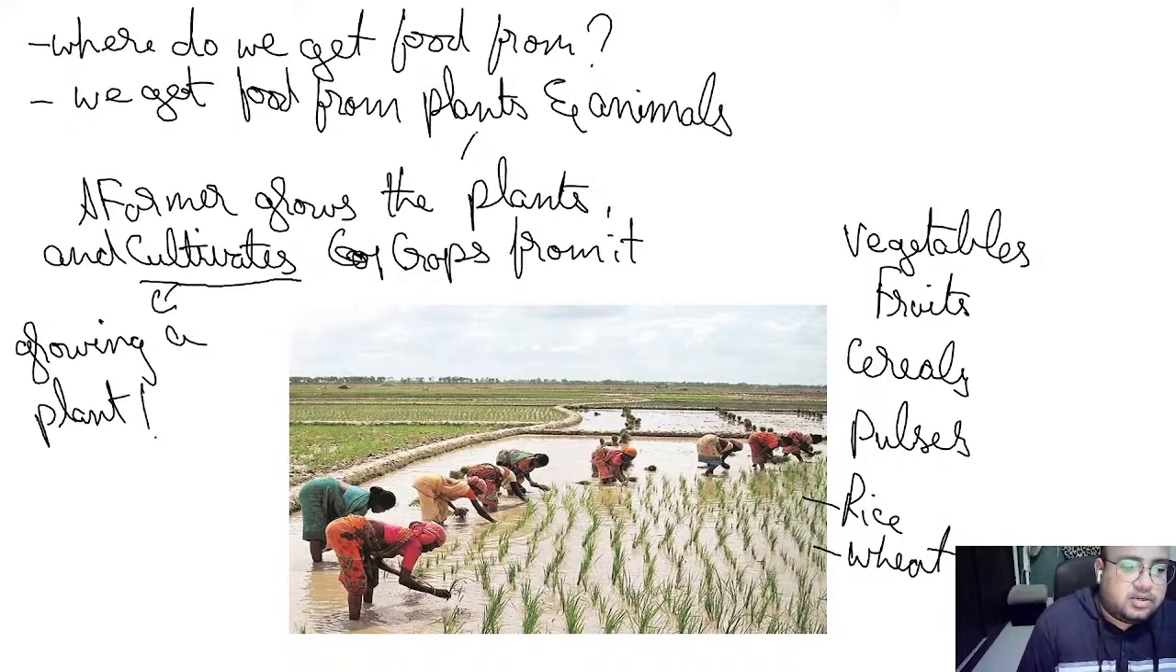Cultivate means growing a plant from a seed. It requires proper sunlight, water, and everything, so it takes care of everything. That is known as cultivate, and it produces crops. The crops are nothing but vegetables, fruits, cereals, pulses, rice, wheat, and everything. A farmer grows everything and brings it to the market, and from the market we buy it.